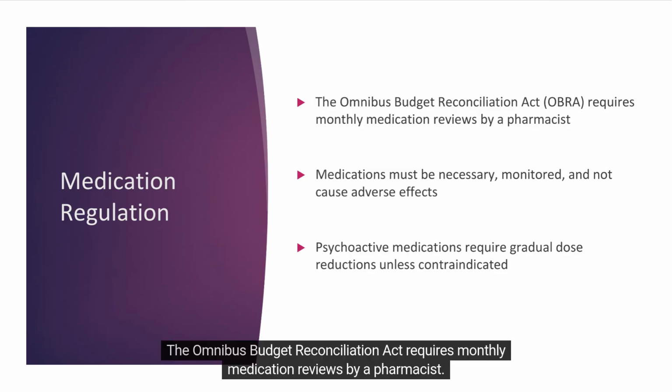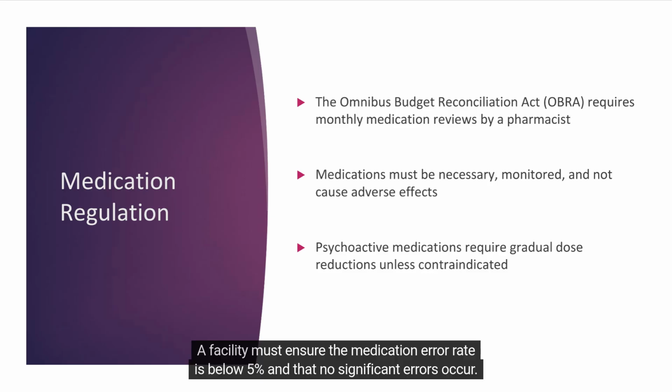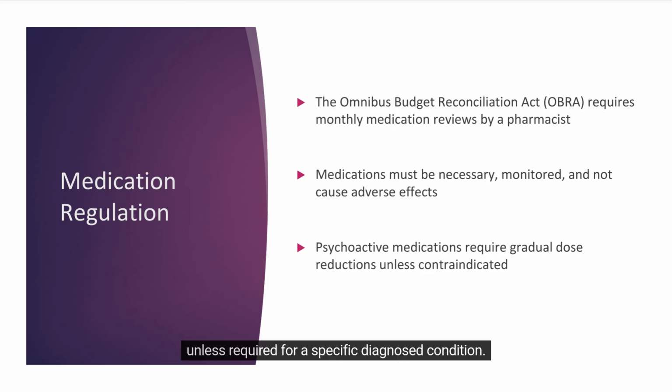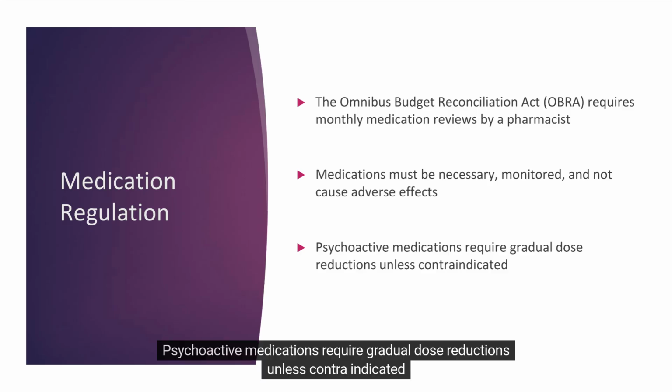The Omnibus Budget Reconciliation Act requires monthly medication reviews by a pharmacist. Medications must be medically necessary, appropriately monitored, and not cause adverse effects. A facility must ensure the medication error rate is below 5% and that no significant errors occur. Residents without a history of antipsychotic drug use should not be treated with antipsychotic medication unless required for a specific diagnosed condition. Psychoactive medications require gradual dose reductions unless contraindicated.